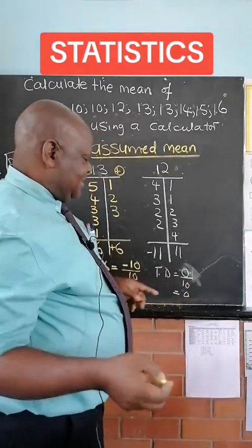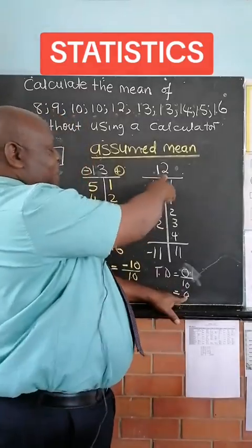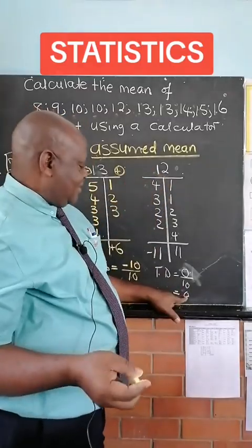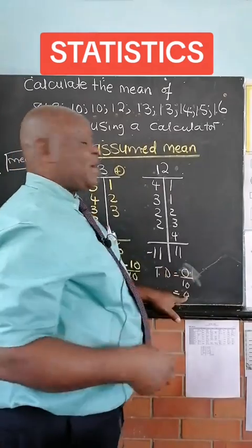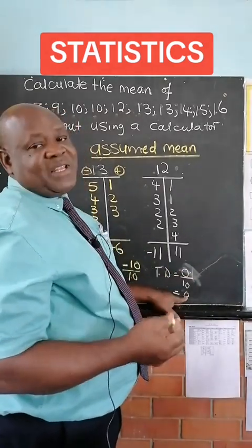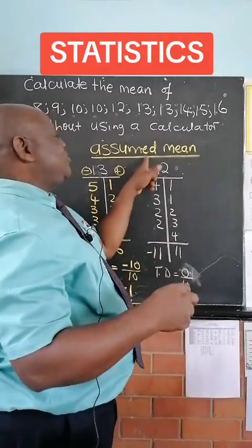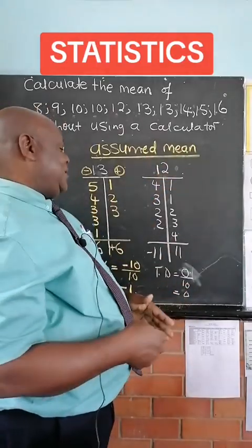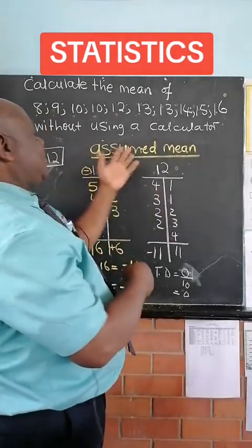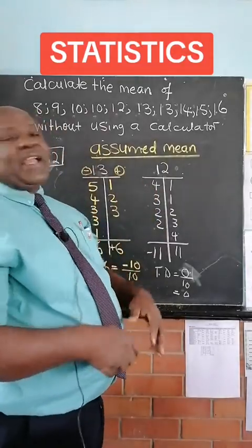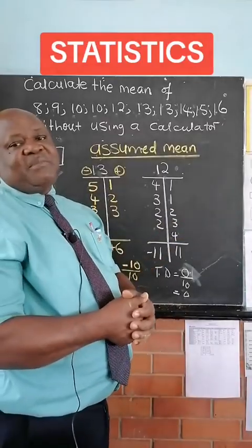So what it means is, what you chose here, 12, you don't have to add anything. If you want, you can add 0. But that is your actual mean. That means what you assumed to be your mean is the actual mean. This is how the method of assumed mean works. I can survive without a calculator by using that method.